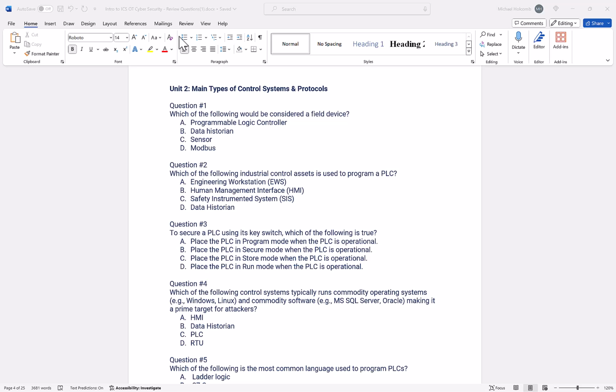Question number 4: which of the following control systems typically runs commodity operating systems like Windows and Linux, and commodity software, Microsoft SQL Server and Oracle, making it a prime target for attackers? When we talk about commodity, just think anything in IT. We have all these systems that we've always used in IT for decades, and we've seen them slowly creep into ICS OT.